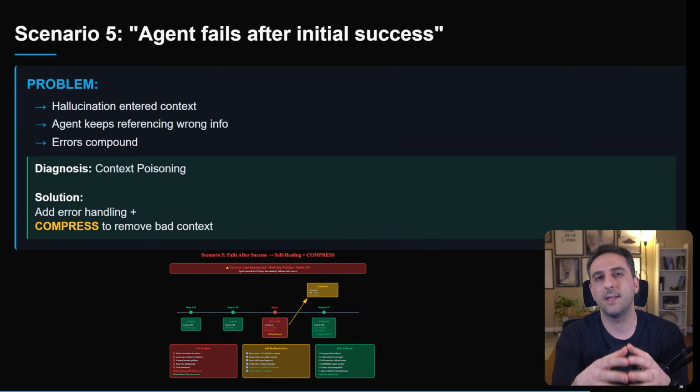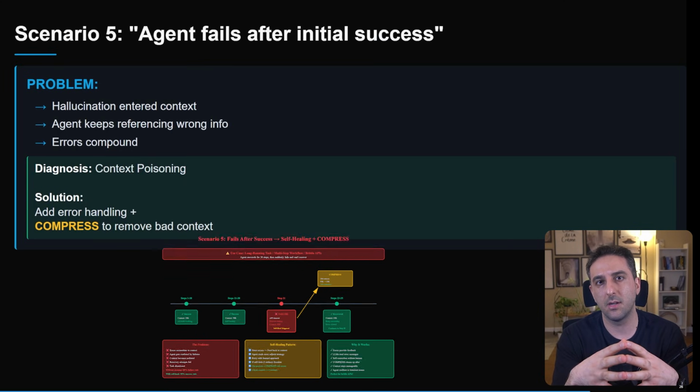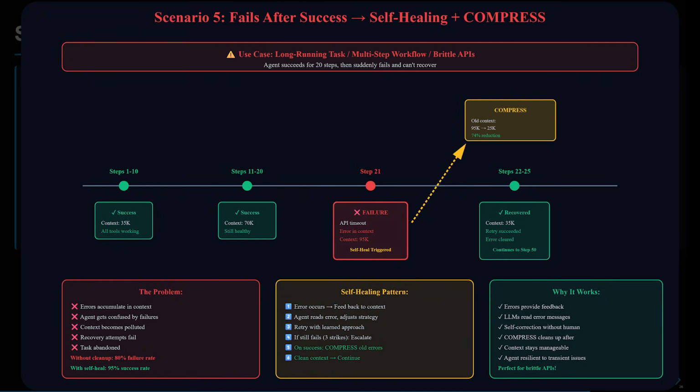This can be the classic context poisoning. A hallucination entered the context, and now the agent keeps referencing that wrong information. Solution: add error handling to catch bad information before it gets into context, use compression to periodically clean out potentially corrupted context, and implement validation checks.